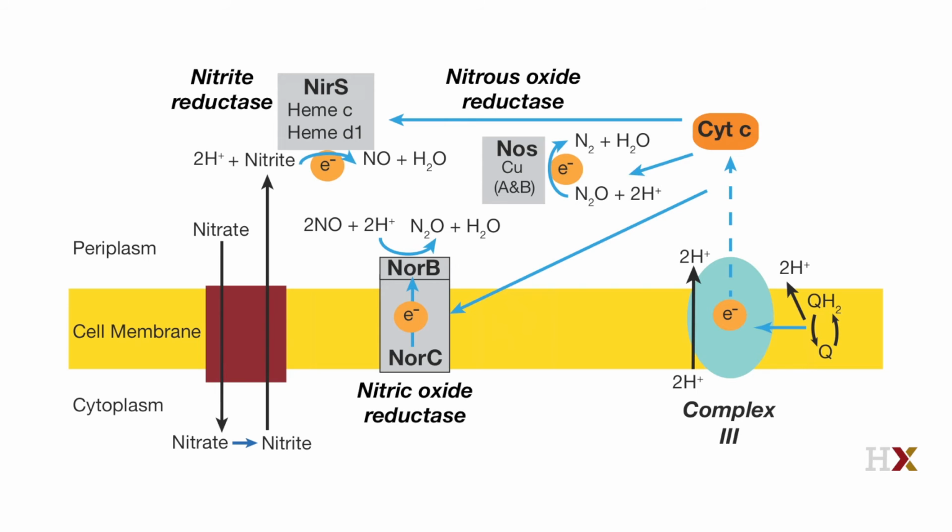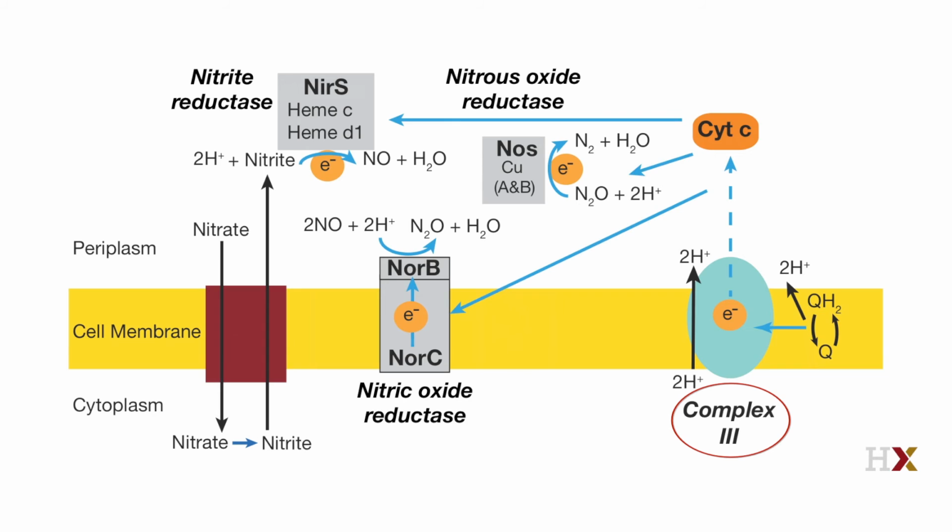All of these last 3 reductions require electrons. Remember that with the first reaction of denitrification, electrons were provided to the reductase by ubiquinol. But ubiquinol is extremely hydrophobic, and it cannot deliver directly its electrons to the reductases that are found in the periplasm. In fact, ubiquinol will transfer its electrons to a membrane-bound complex called complex 3.